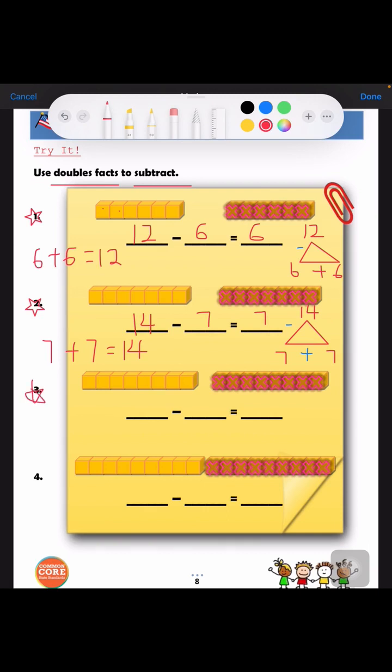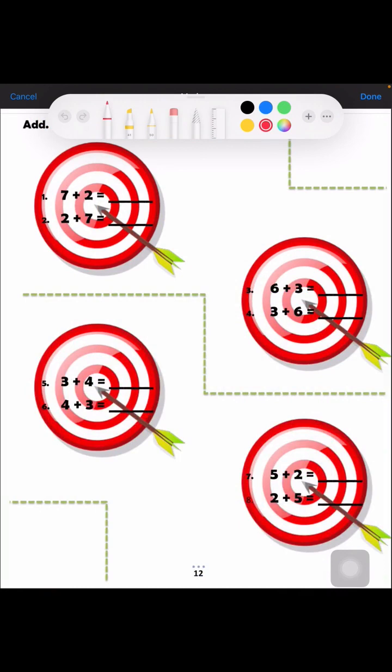Next question, so how many blocks are there? 1, 2, 3, 4, 5, 6, 7, 8. 8 plus 8. And 8 plus 8 equals 16. Altogether, there are 16 blocks. So if we know that 8 plus 8 equals 16, then if we take away half, 16 minus 8 equals 8. So 8 blocks are left. And for the last question, please try to finish by yourself at home. And then we move on to page 12.